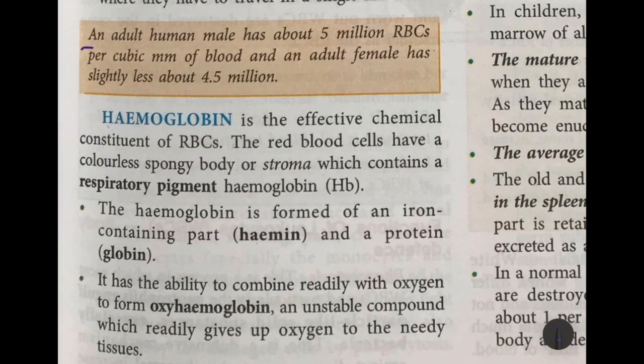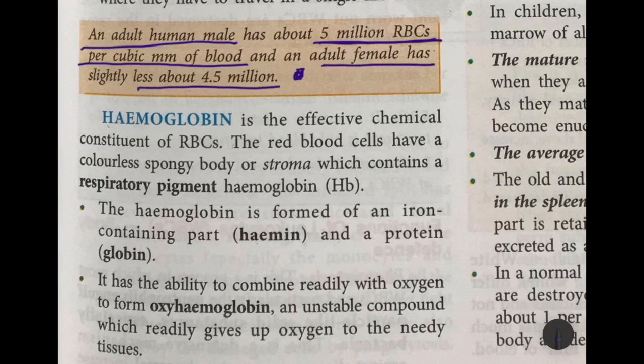An adult human male has about 5 million red blood cells per cubic millimeter of blood. Now, what do you mean by per cubic millimeter of blood? You draw a cube with 1 millimeter, very tiny. So, this tiny space in an adult male has about 5 million red blood cells, and an adult female slightly less, that is 4.5 million.